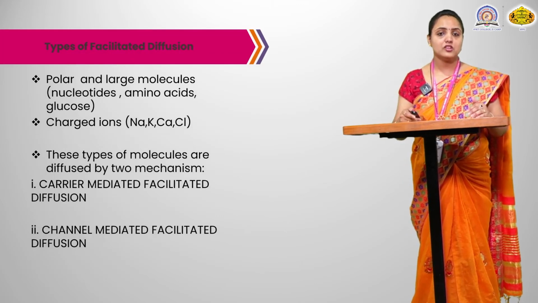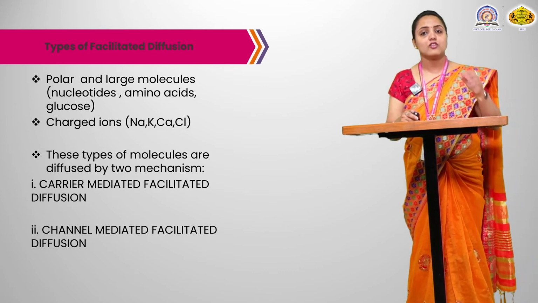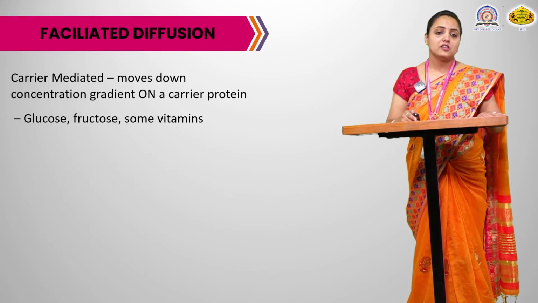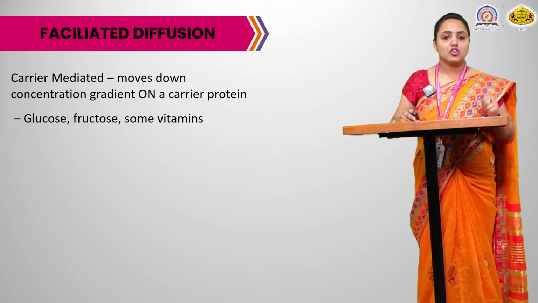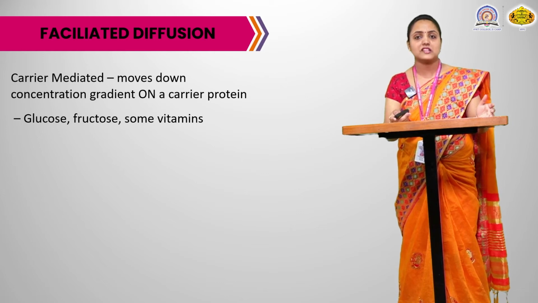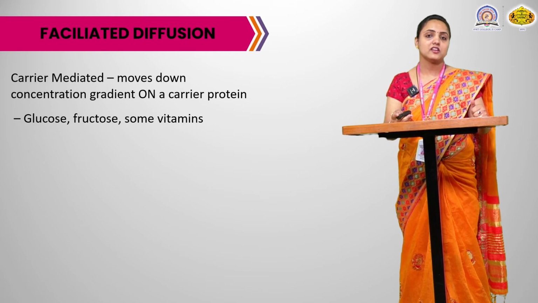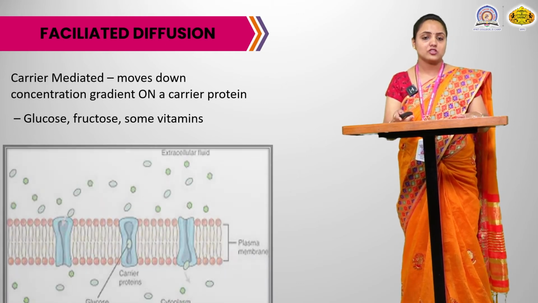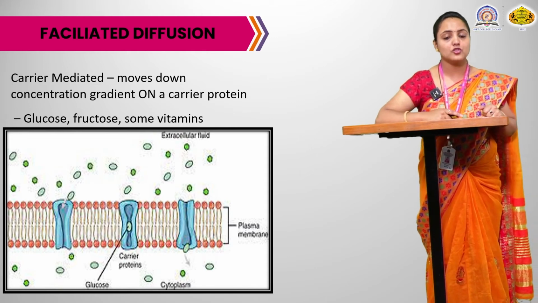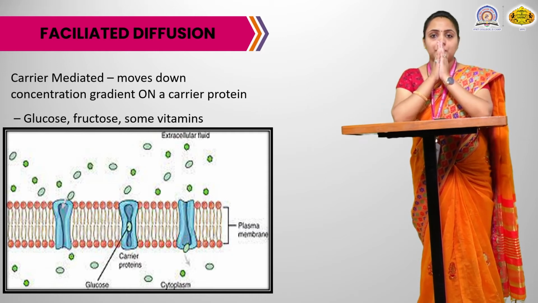Types of facilitated diffusion: polar and large molecules, and charged ions, which I have already told you. For these two types, we use a carrier and a channel. A carrier moves molecules down the concentration gradient on a carrier protein. For example, glucose, fructose and some vitamins are transported inside the cell by using a carrier or transporter. You can see in the diagram that a carrier protein allows a glucose molecule to bind and go inside the cell.